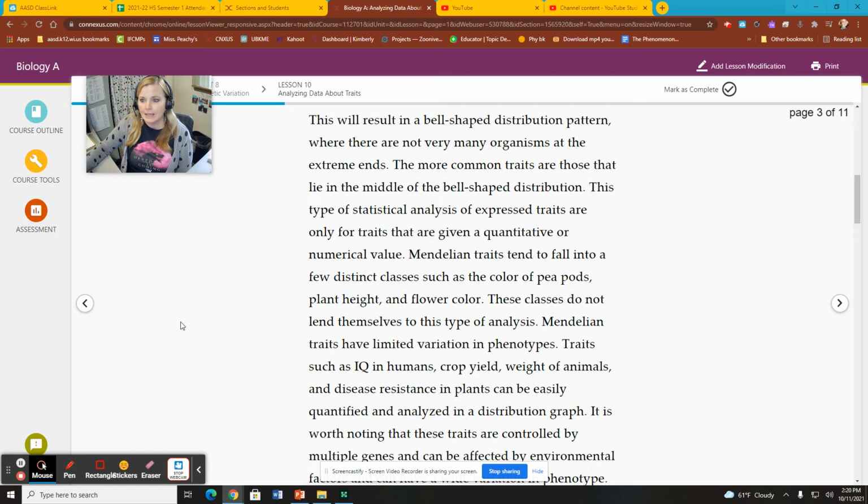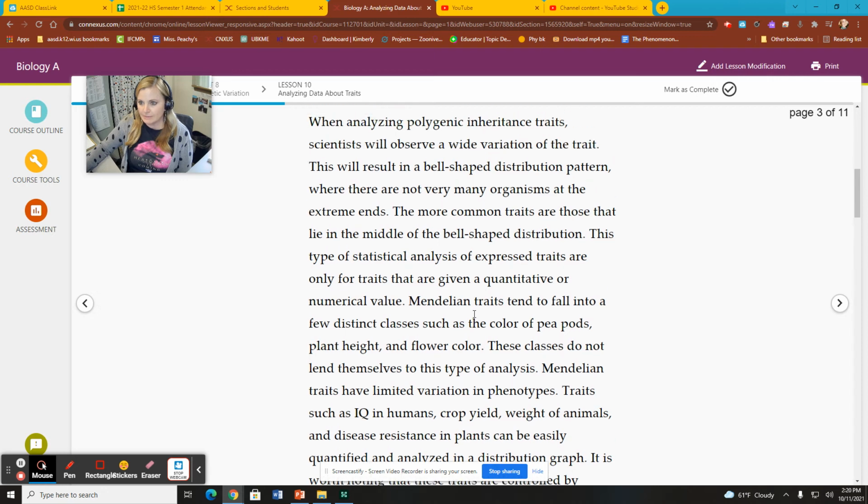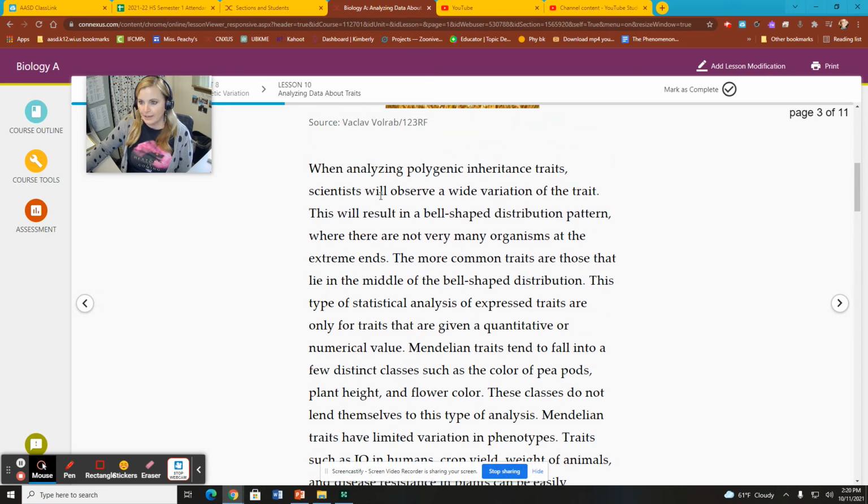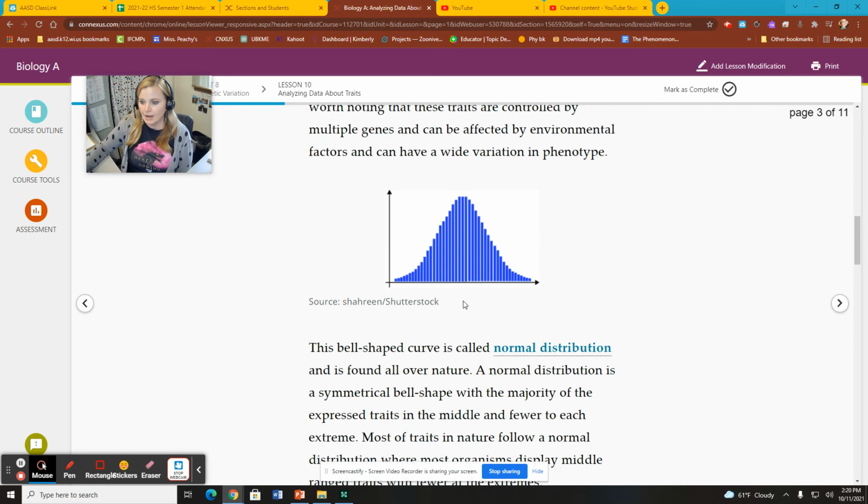How do we look for the distribution and patterns of organisms that are polygenic? We look for this bell-shaped distribution pattern. Analyzing polygenic traits, they observe a wide variation of the trait that will result in a bell-shaped distribution pattern, where more individuals tend to have the specific trait in the center of the bell and fewer on either end. For example, as we mentioned in the previous video, more people on Earth have dark black to dark brown hair. As we get to lighter variations on either end, red or blonde, we see fewer people on Earth with those traits.